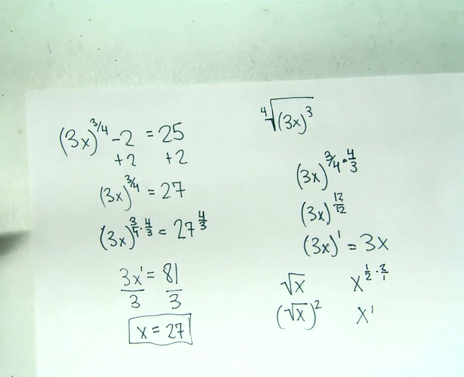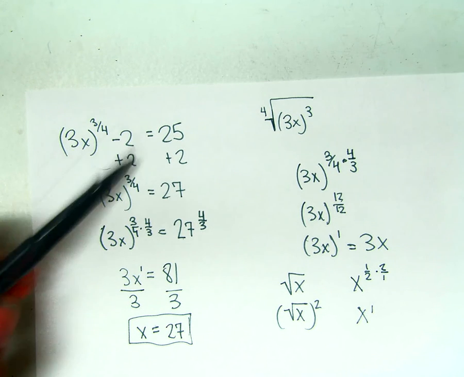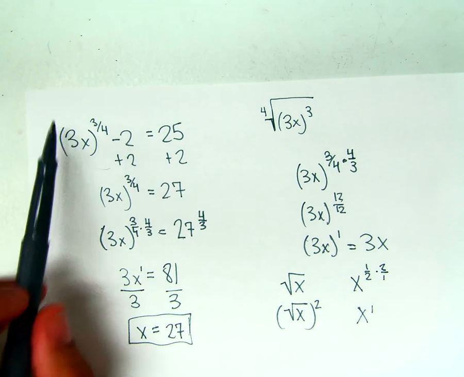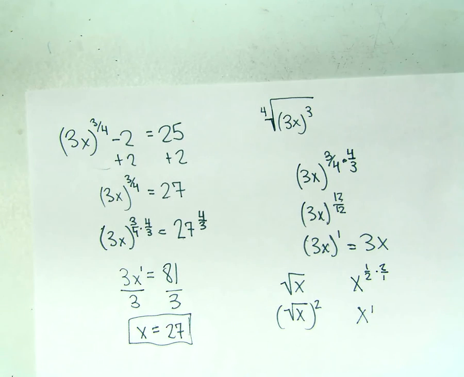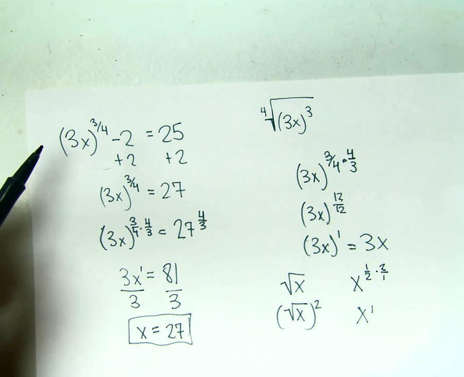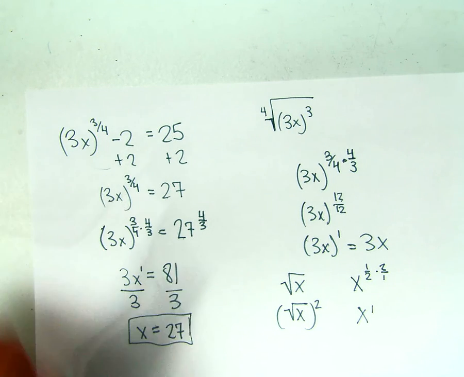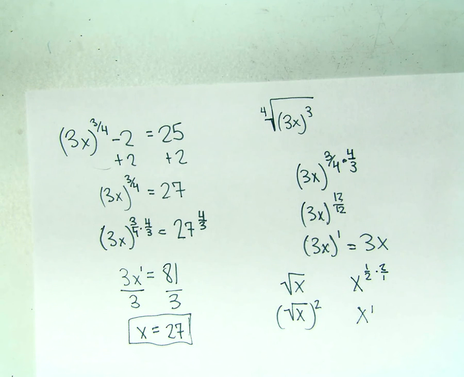We now just have to check it. So what you would do is plug in 27 for x and see if this equation is true. 3 times 27 is 81, and 81 to the 3/4, I believe, yeah, it's 27. 27 minus 2 is 25. 25 equals 25. So this works. If you don't believe me, you could always plug it into your calculator.